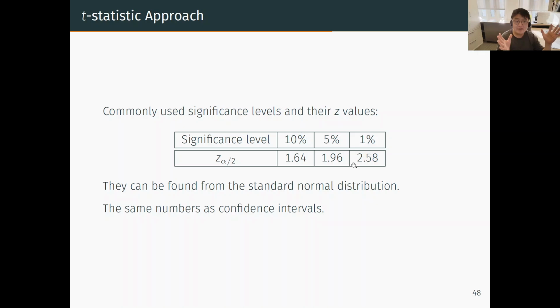Remember, it's exactly the same numbers as in the interval estimation for the confidence interval. If you are willing to allow 10% error probability, you have to use 1.64 when you construct the confidence interval. If you are willing to allow 5% error probability, you use this number. If you choose 1%, then 2.58. So these are identical numbers, obtained from the identical process, the standard normal distribution. You are using the same thing as the confidence interval.